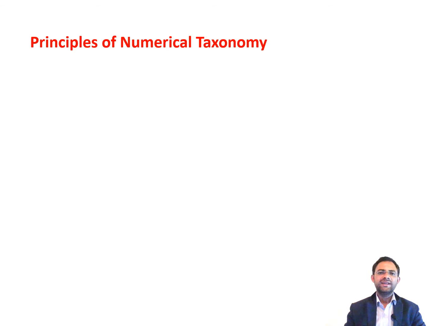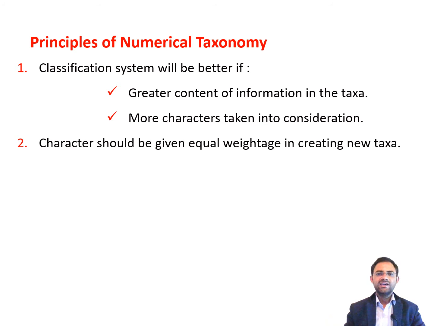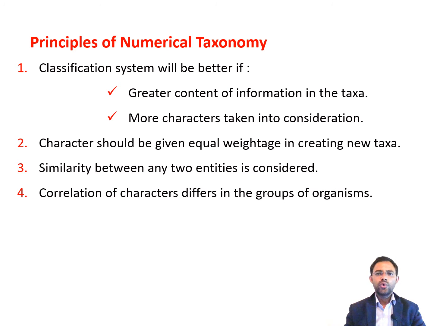The first principle of numerical taxonomy is that the classification system will be better if the content of information in the taxa is greater and more characters are taken into consideration. The second one is that every character should be given equal weightage in creating new taxa. The third one is that, for comparison purposes, the similarity between any two entities is considered. The fourth is correlation of characters in the groups of organisms under study. Thus, distinct taxa can be recognized.